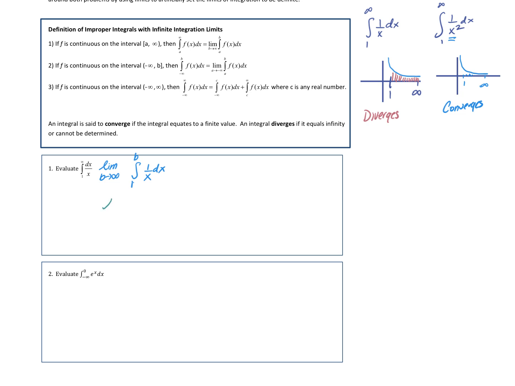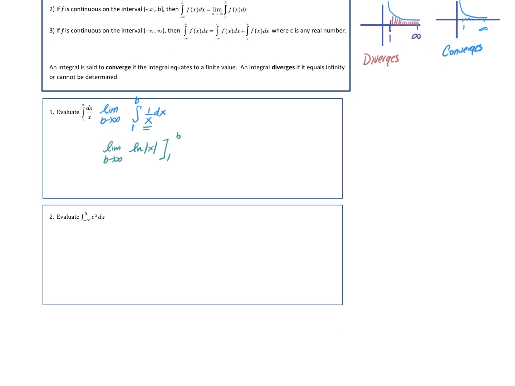We integrate, you get limit as b goes to infinity. When I integrate 1 over x, I get ln of x. I'm going to drop my bounds in. Now we plug in our bounds. Limit as b goes to infinity, we get ln of b minus ln of 1. ln of 1 goes to 0. Now I can plug in ln of b, which is going to be infinity, so this diverges.